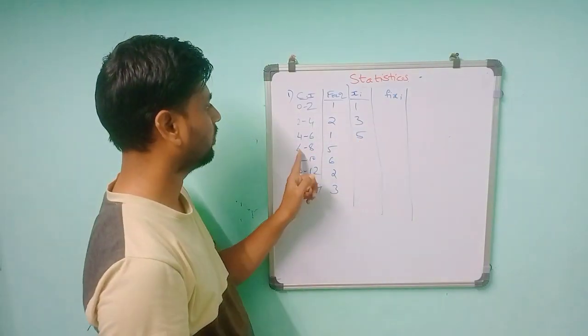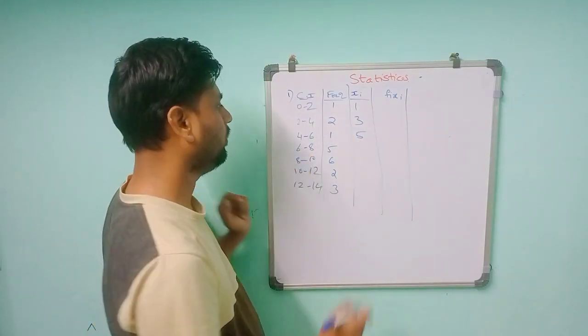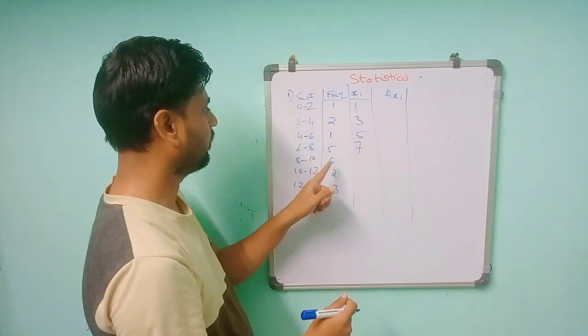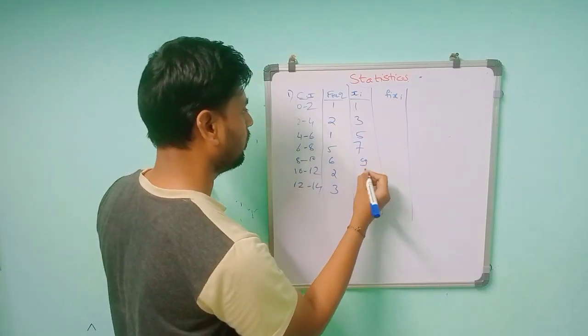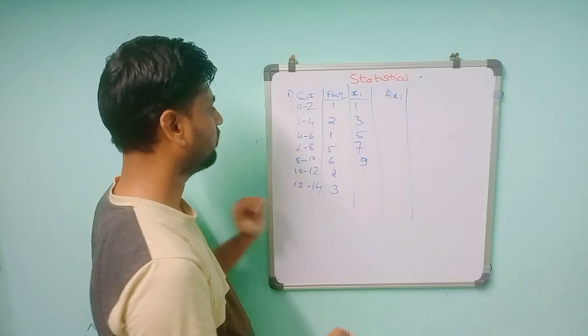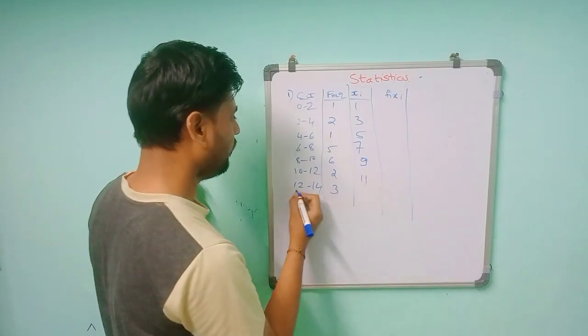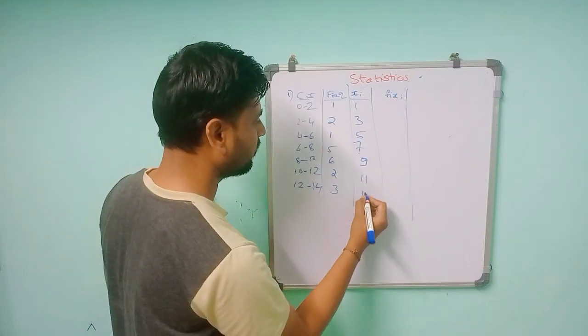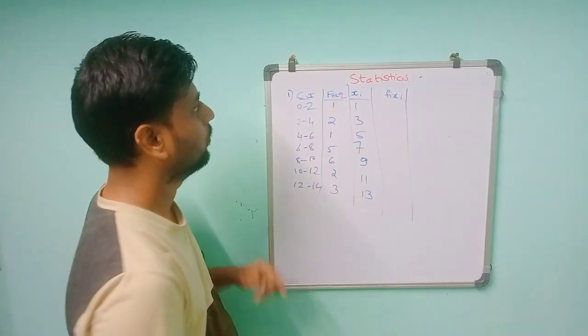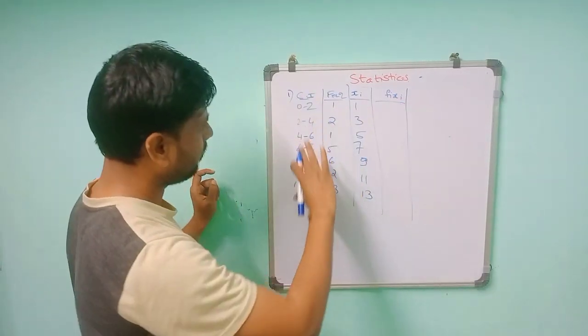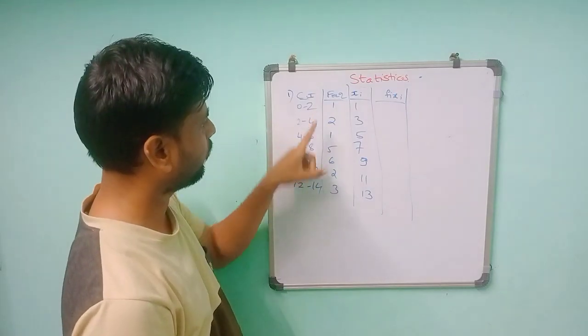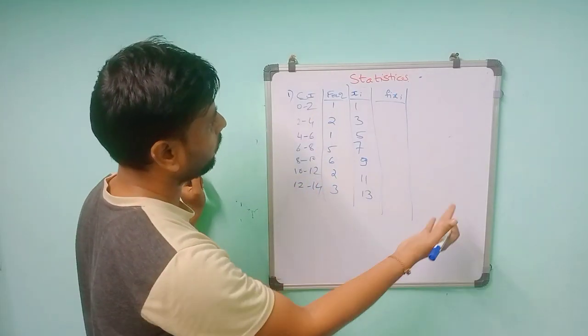Then 6 to 8, 6 plus 8 is 14, 14 by 2 is 7. Then 8 to 10, 18 by 2, 9. Then 10 to 12, 22 by 2, 11. Then 12 to 14, 26 by 2 is 13. So we found the HI values. The ranges are small numbers and the frequencies are also small, so directly we can do the first method.